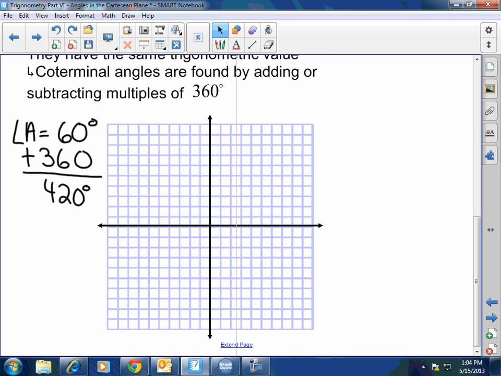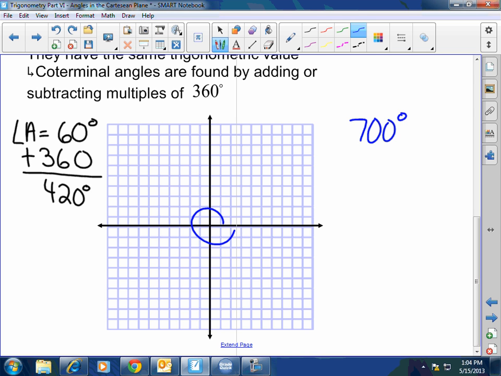What if I had a huge angle, like 700 degrees? Do you really want to go 360, and then not 360 again, that'd be 720? So 360 and 180 is a 540, right? 540 and 90 is 630, right? And then 70, so you'd put a little 70 there. Do you really want to graph that?